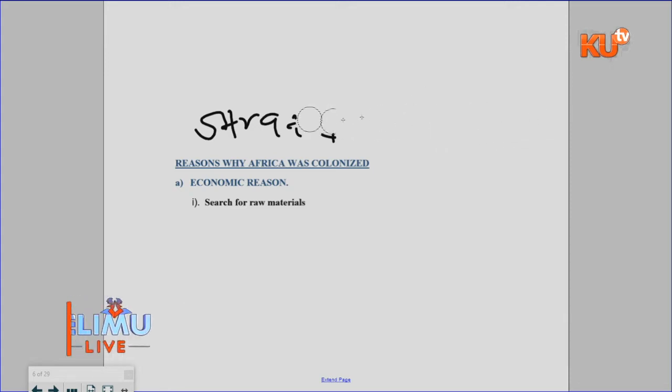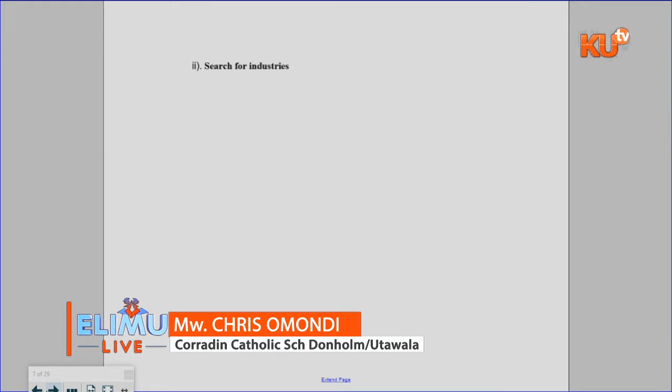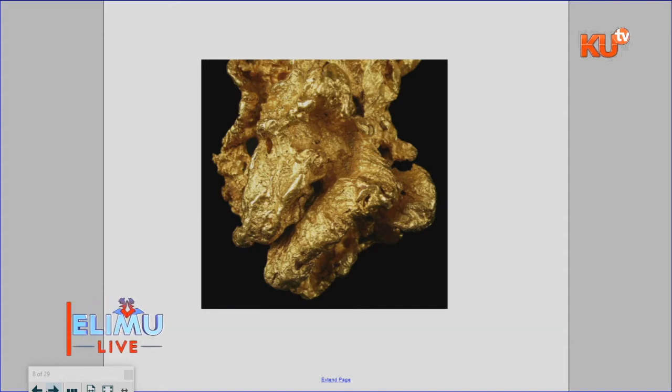Then I have outlined here the reasons why Africa was colonized. One is economic reasons, and under economic reasons I have said two: search for raw materials, that is one, and two, search for industries. And some of the raw materials are there. I have just come up with something which you can be able to know.